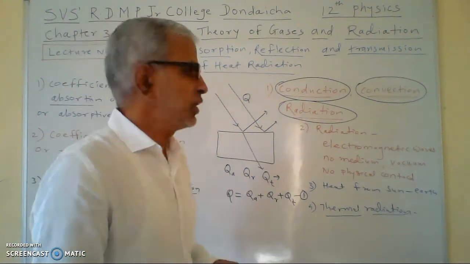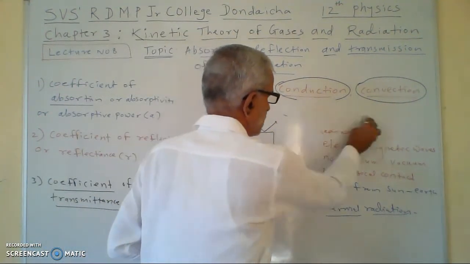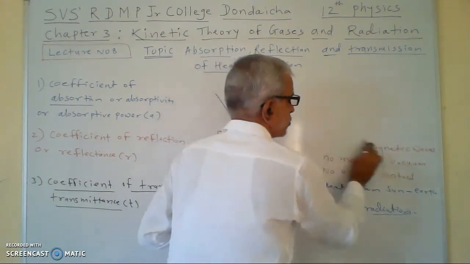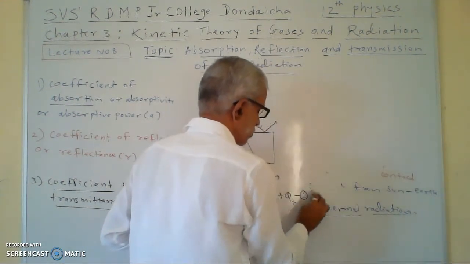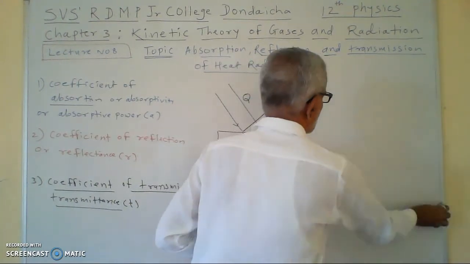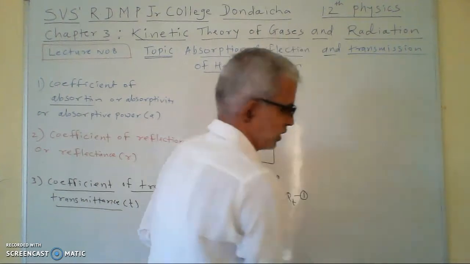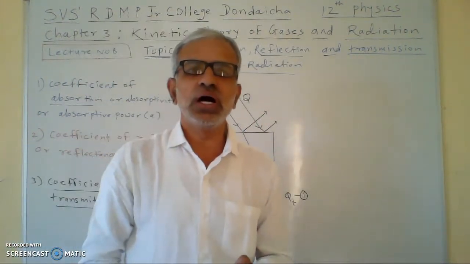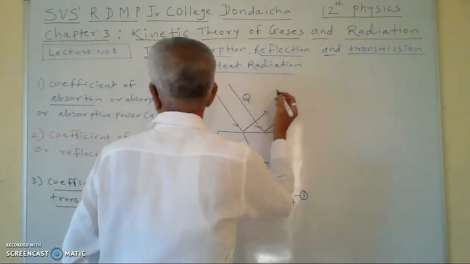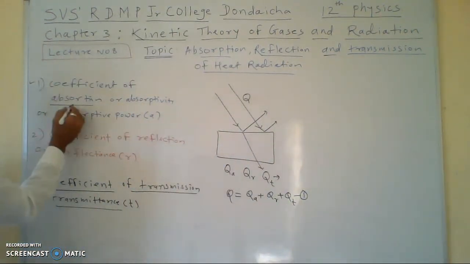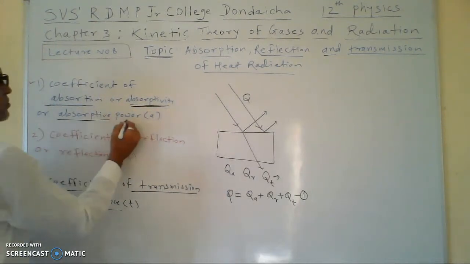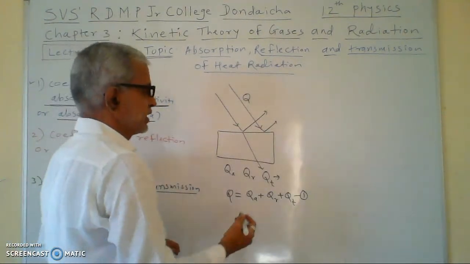Means total radiant energy, total heat which is incident on the substance will be equal to QA plus QR plus QT. Now let us define one factor which is called the coefficient of absorption. It is also called absorptivity or absorptive power. It is denoted by A.